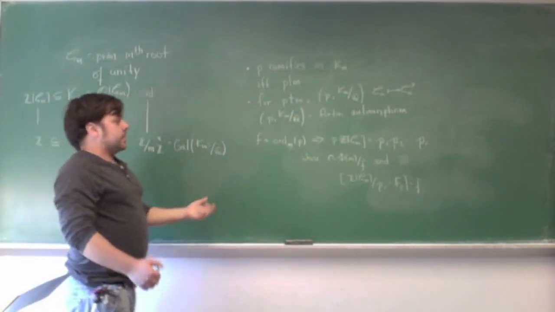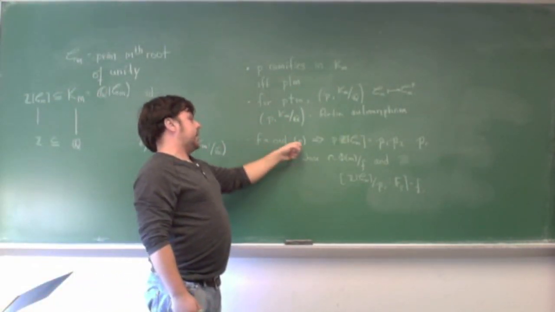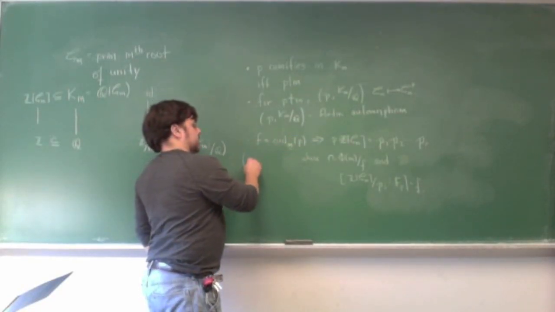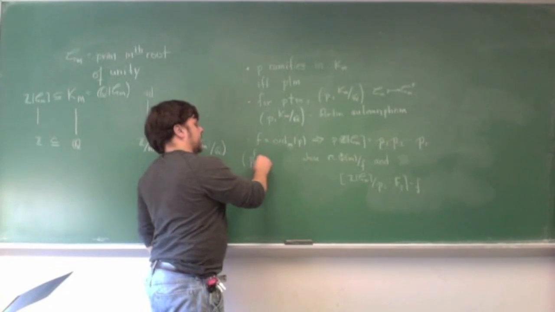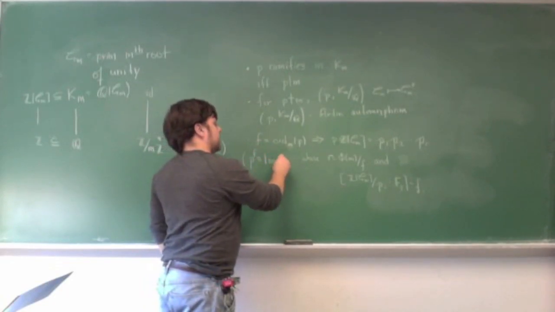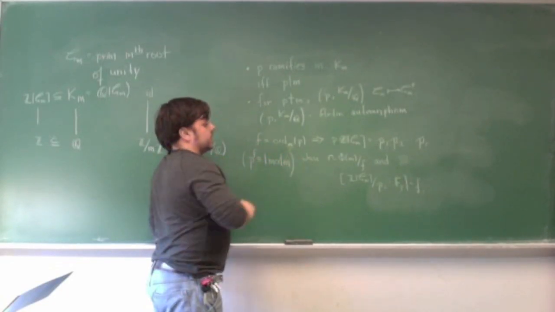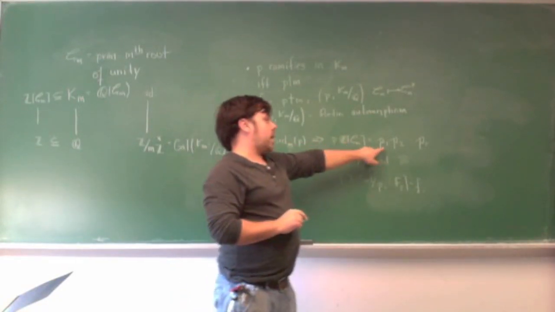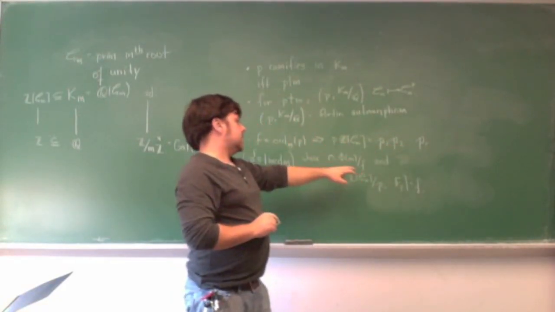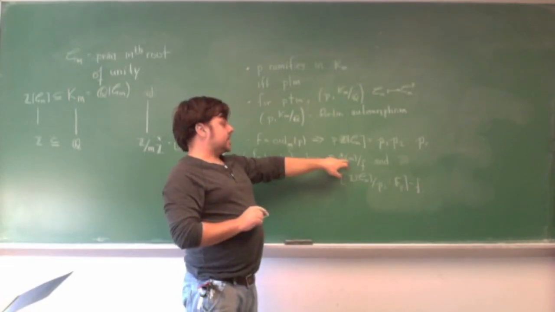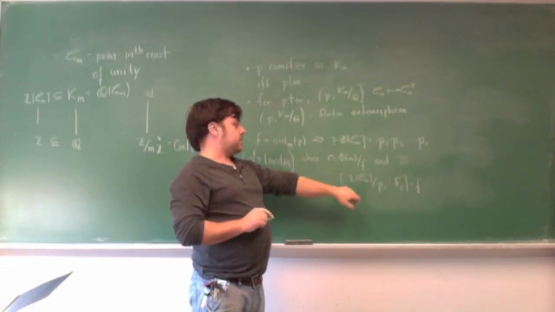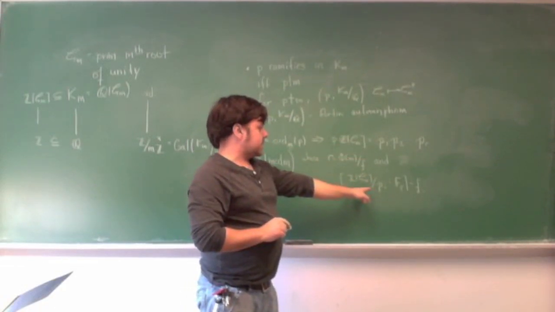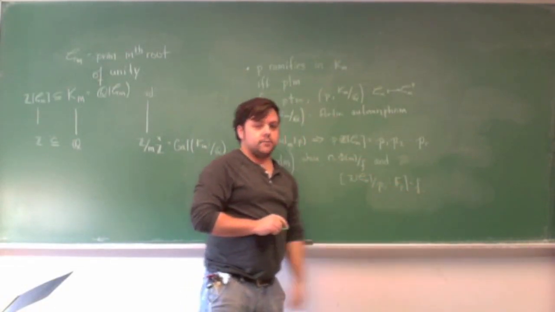And finally, if f is the order of p mod m, in other words, the smallest integer such that p to the f is congruent to 1 mod m, then this tells us that the ideal that p generates in Z adjoin zeta m is a product of r prime ideals, where r is phi of m divided by f, and the degree of each of these extensions, each of the residue class fields, is also just f.